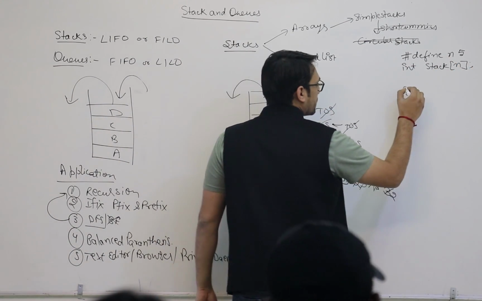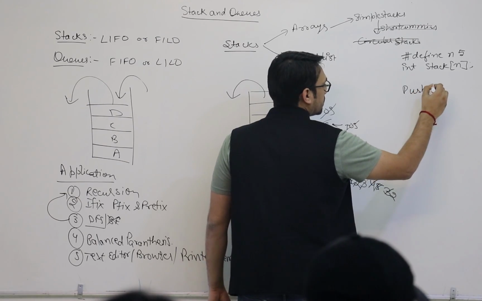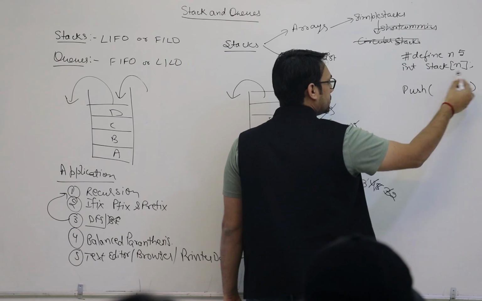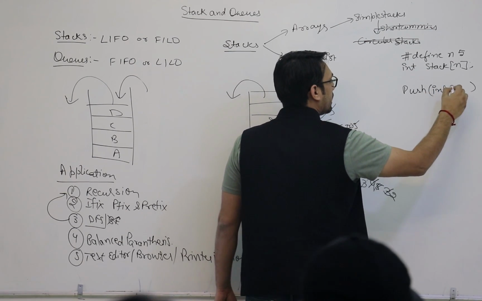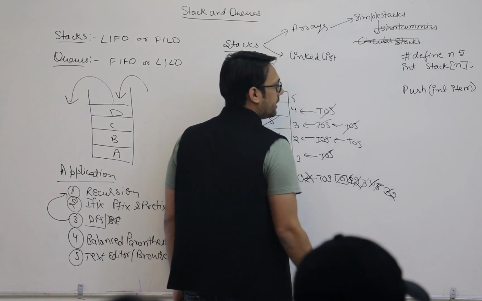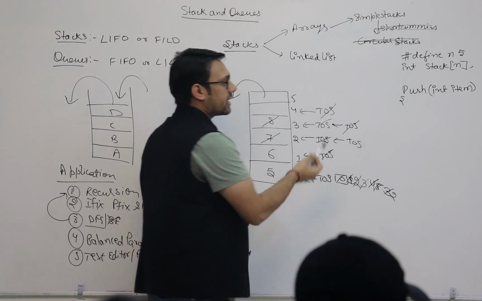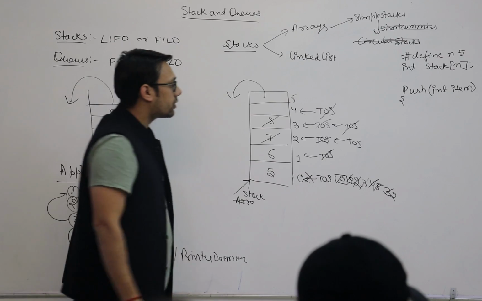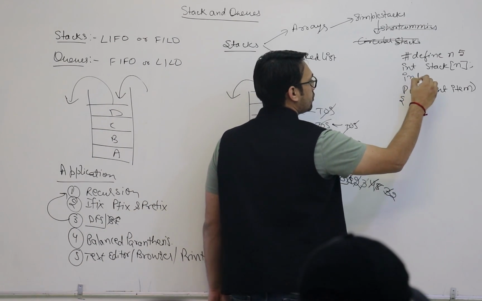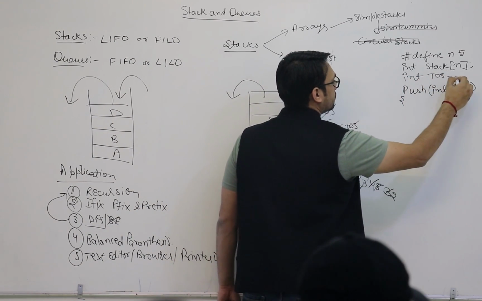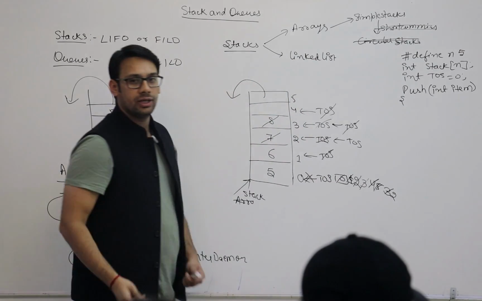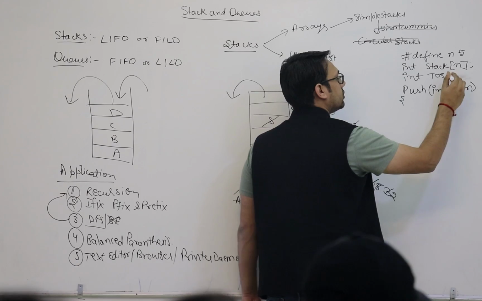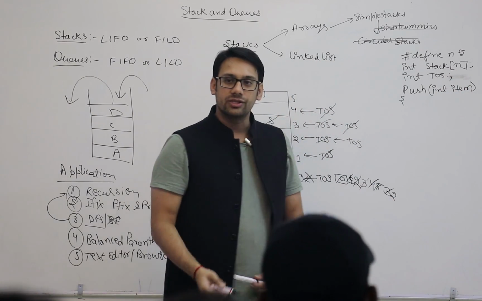If you want to do a push operation, push means you are inserting something inside the stack. For that you have to give the item. So I can say integer item that you want to push, and then you have to see if the stack is already full or not. For that we are going to use something called top of stack. So I'm going to take integer top of stack equal to 0, correct? Now tell me, if I write only integer top of stack, what is the default value of that?